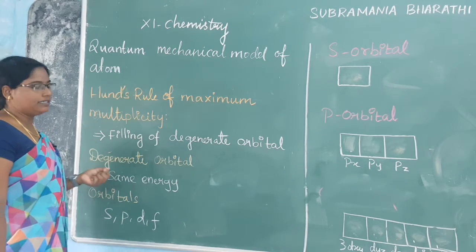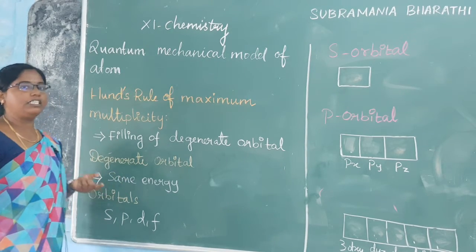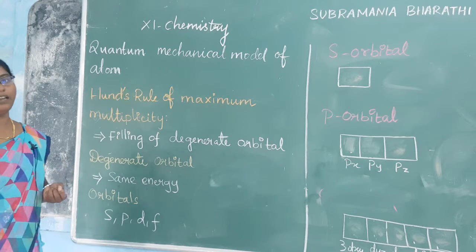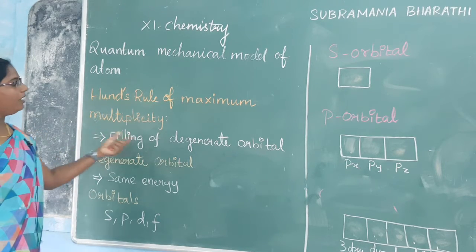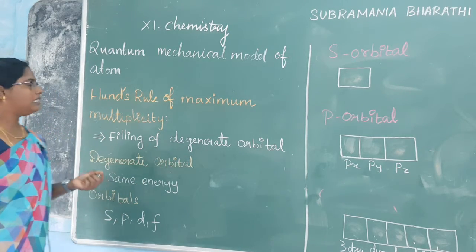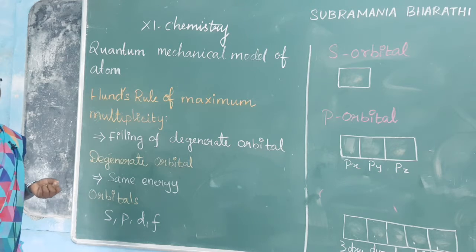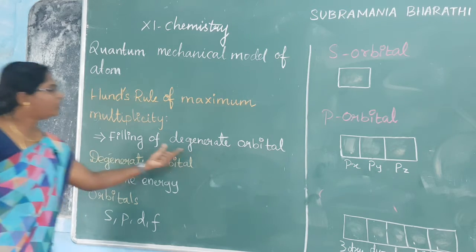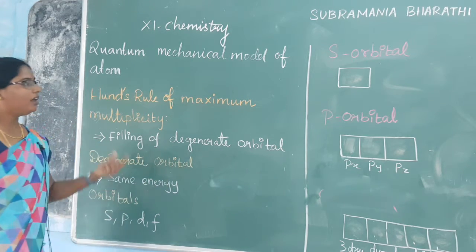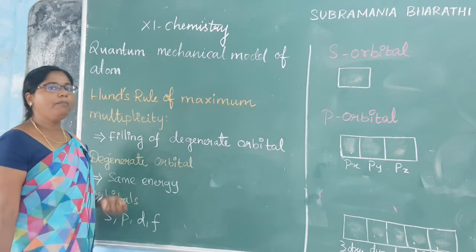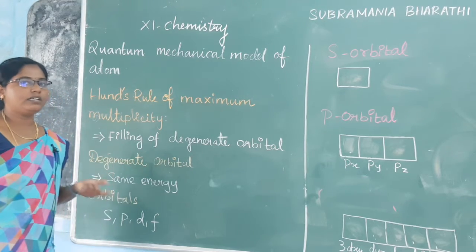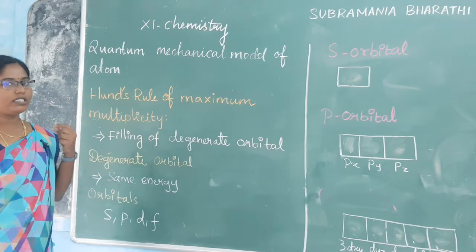What does this rule say? The Aufbau principle does not explain the filling of degenerate orbitals, but the filling of degenerate orbitals is explained by Hund's rule of maximum multiplicity. What is a degenerate orbital here? Orbitals having the same energy are called degenerate orbitals or a degeneracy set.